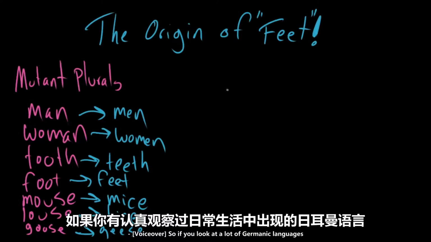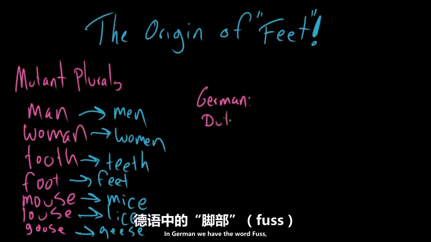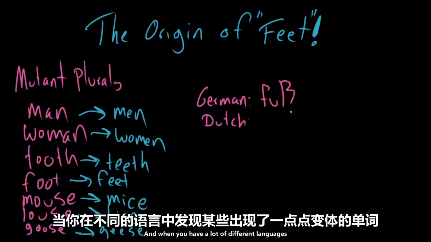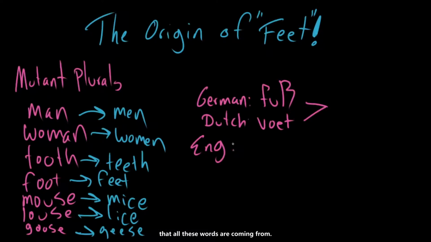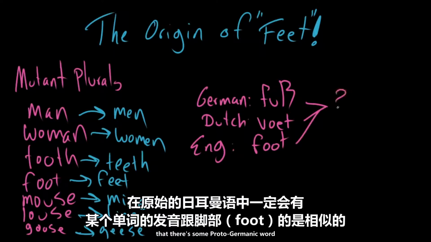So if you look at a lot of Germanic languages that are around today, you find similar words to the English word foot. In German, we have the word Fuß. In Dutch, we have the word Voet. And when you have a lot of different languages with slight variations of a word, it means there's some old word out there that all these words are coming from. So we can pretty much be sure that there's some Proto-Germanic word that sounds something like foot.